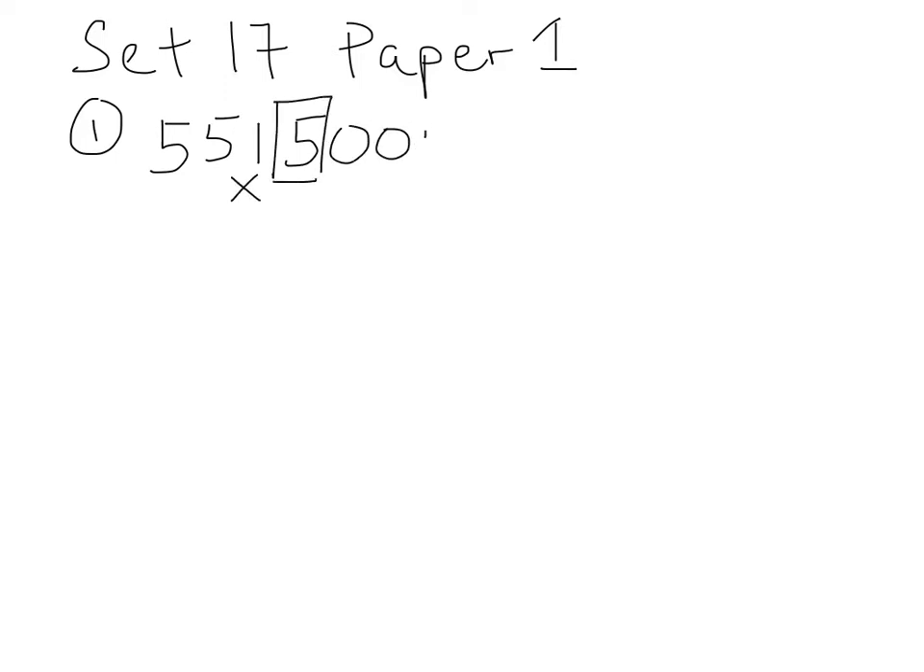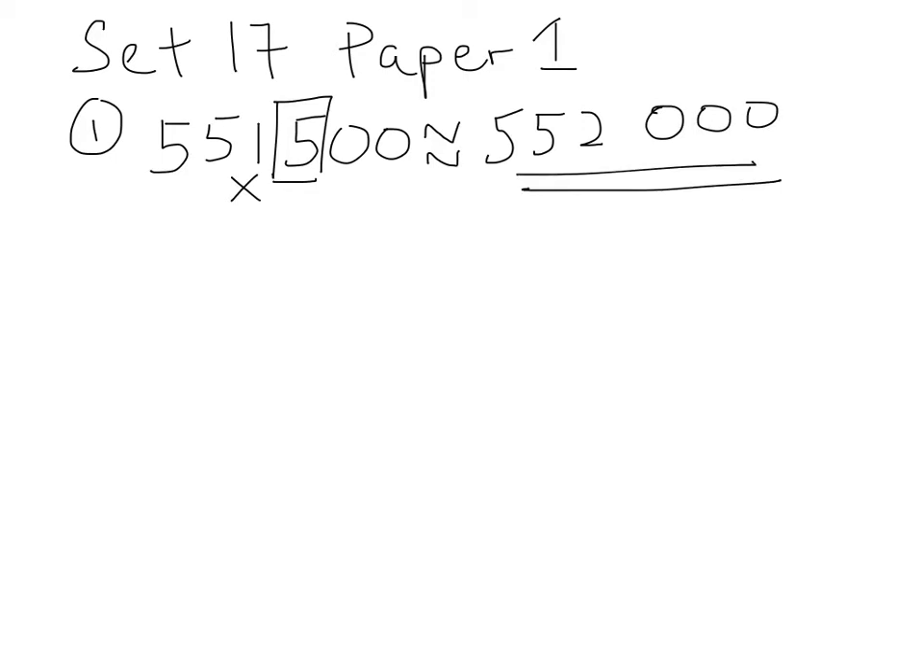Paper 1. Question 1. A 6-digit number when rounded off to the nearest thousand is 552,000. What is the smallest possible 6-digit number? 551,500 is the number that we want to change. This is smaller than 5, so when we round off, we have 552,000. That's our final answer.